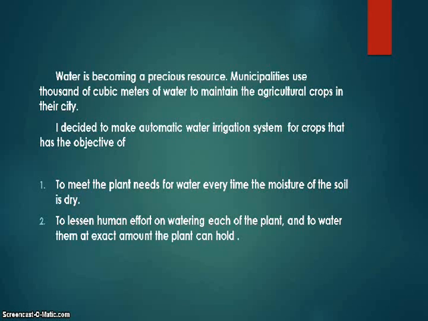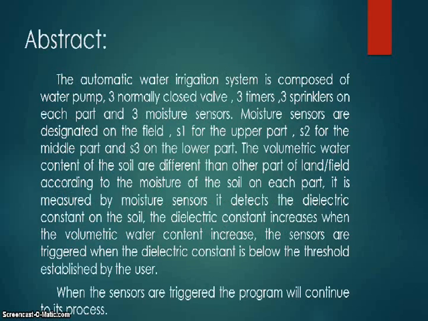I decided to make an automatic water irrigation system for crops that has the objective to meet the plant's needs for water every time the moisture of the soil is dry, to lessen human effort on watering each of the plants, and to water them at the exact amount the plant can hold.